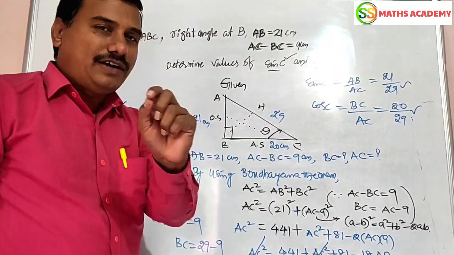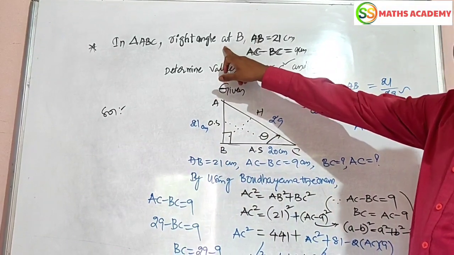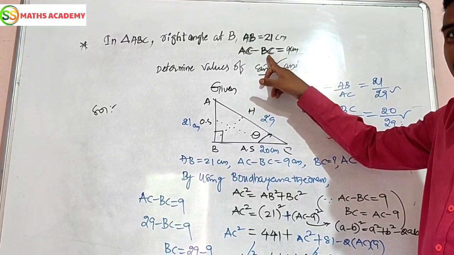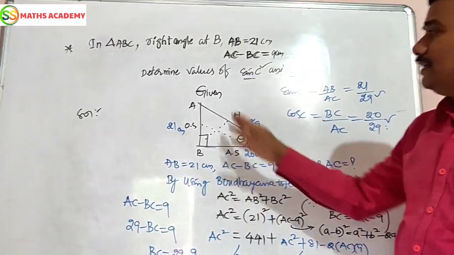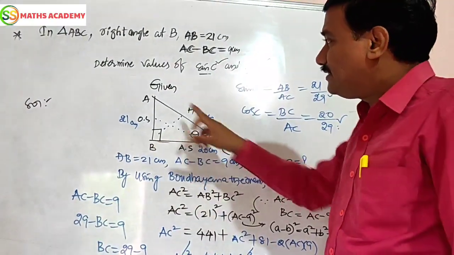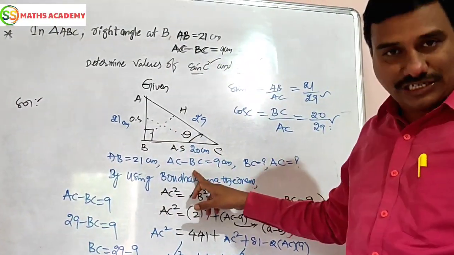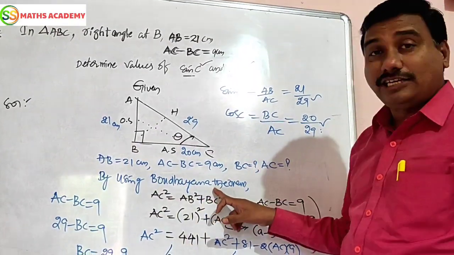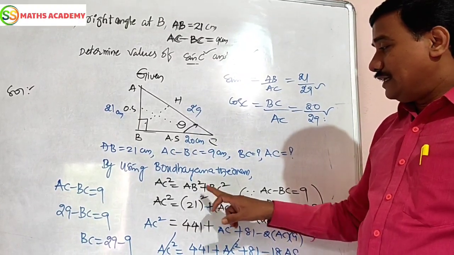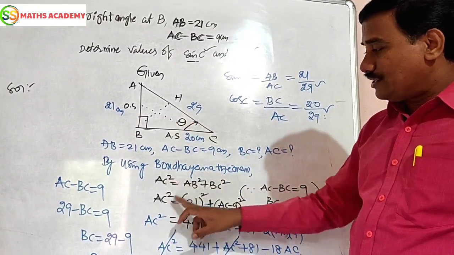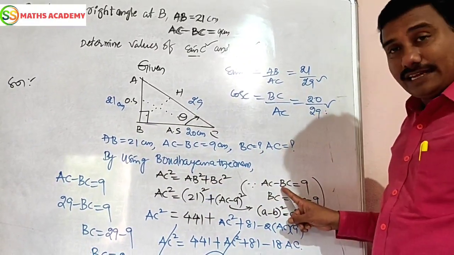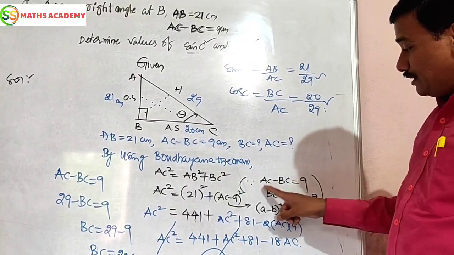Okay, once again, a little bit. In the right angle triangle, let AB be 21, AC minus BC equals 9 centimeters, then determine sin C and cos C. By drawing the diagram, you can get an idea. AB is 21. We should find BC and AC with the help of this condition. By using the Baudhayana theorem or Pythagoras theorem, AC square equals AB square plus BC square. Here AC is not there, so write it as it is. AB value is given as 21. BC is also not given directly, but the condition is there: AC minus BC equals 9, so BC equals AC minus 9.